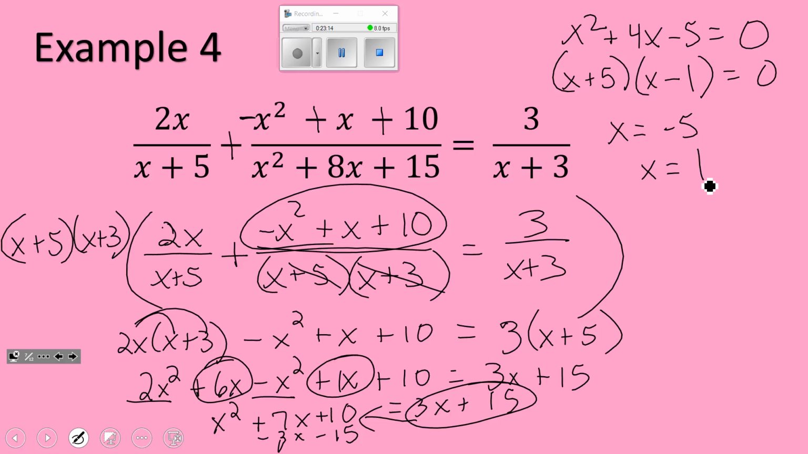Are you sure? Somebody help me out. Bam. She is on the ball. You can't have negative 5 because it's going to make a 0 in the denominator. So what do you have to do with negative 5? Throw it out. It's extraneous. It doesn't work. So what's your answer? 1. Very good on getting the 1 and the negative 5. I will say that. But don't forget your extraneous solutions, okay? You've got to look at what cannot be x.